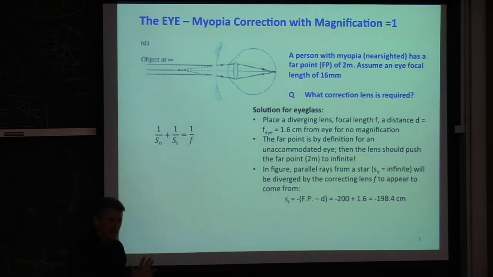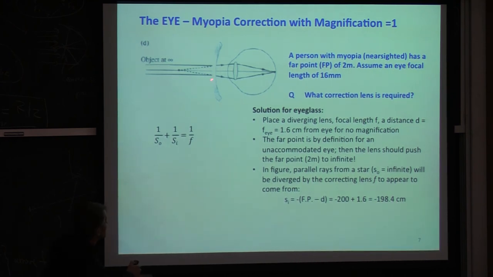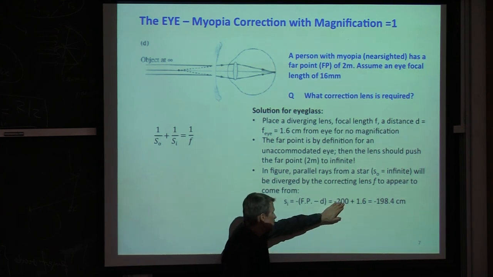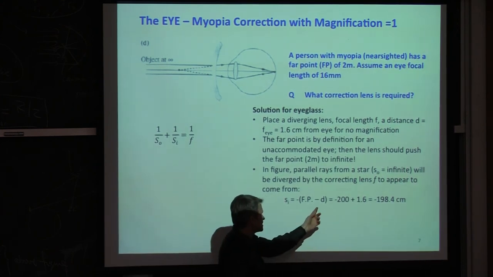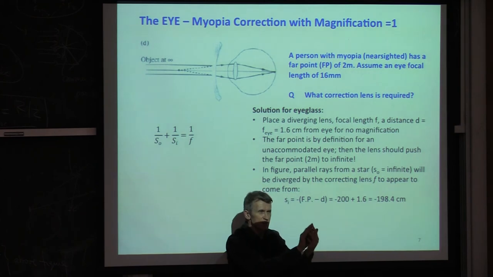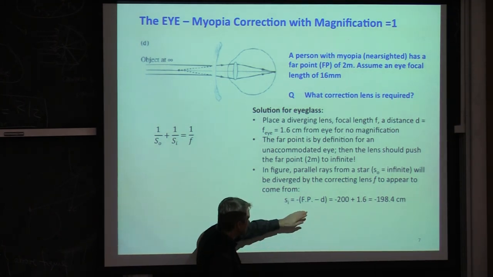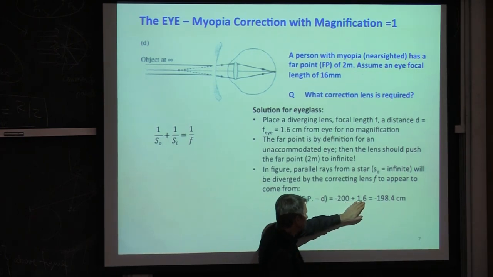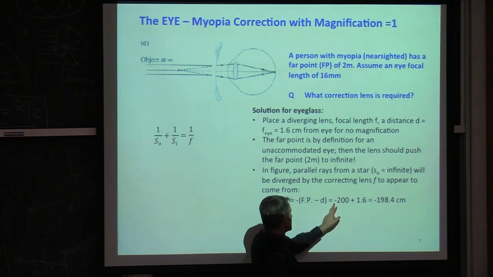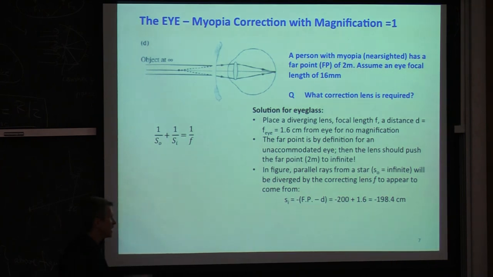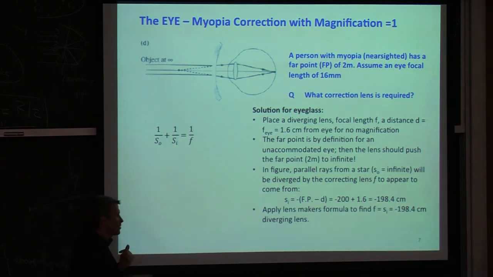So if we're really fussy, this lens is 1.6 centimeters away. So the far point, which is 200 centimeters, is reduced to the lens by 1.6 centimeters. I am correcting for the distance of the lens, a little bit closer to the object than my eyeball is. So if I take the far point, reduce it by the distance the lens sits off my head, I get 200 minus 1.6, but I have to make it negative. So now I have SI equal to minus 198 centimeters. It's a very small, almost not important correction.